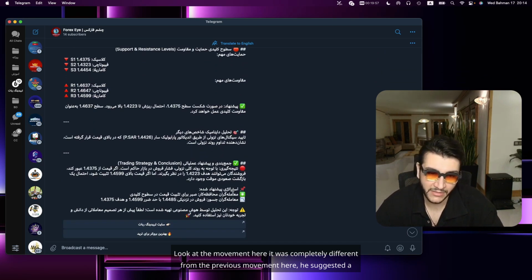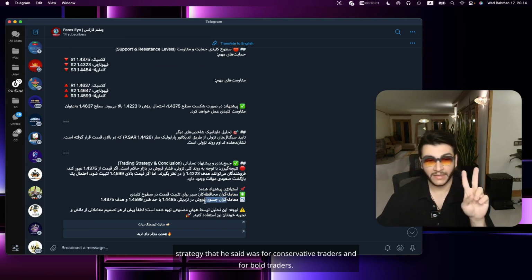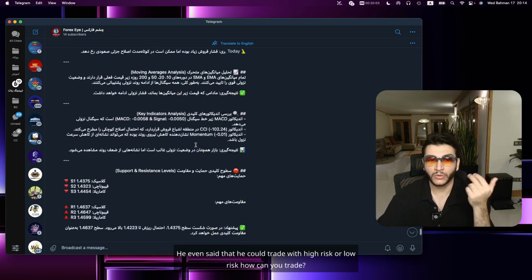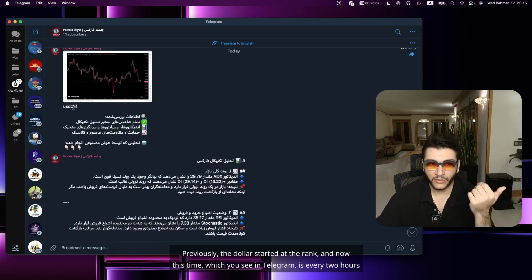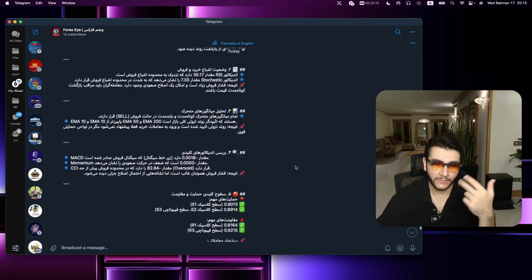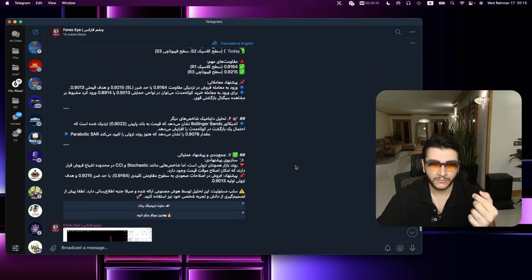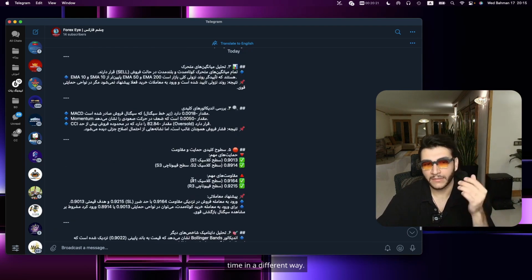Here, it suggested a strategy that it said was for conservative traders and for bold traders. It even said that you could trade with high risk or low risk. Previously, the dollar started at the rank, and now this time, which you see in Telegram, is every 2 hours. The summary suggests a selling strategy, but here it doesn't categorize traders as before. It analyzes each time in a different way.